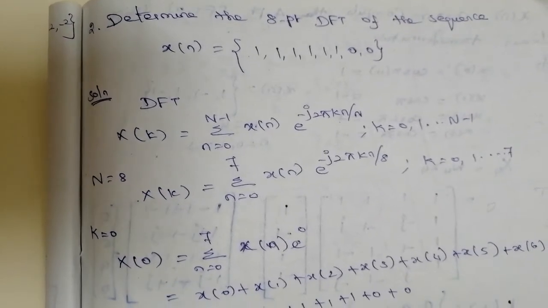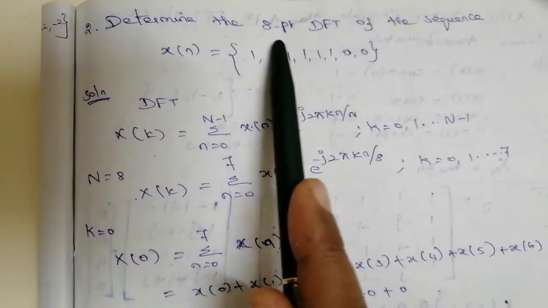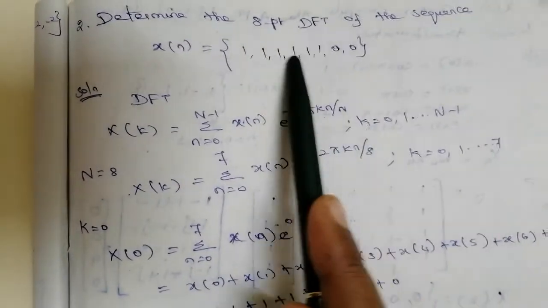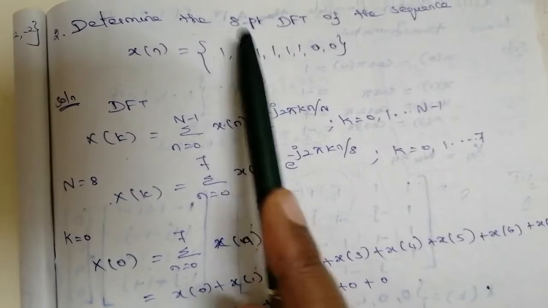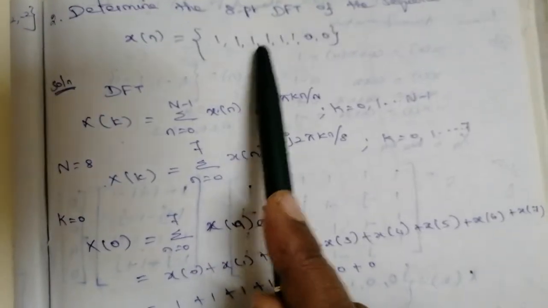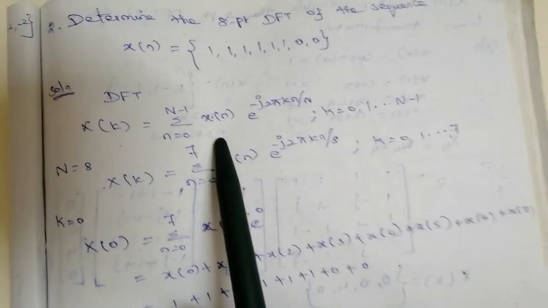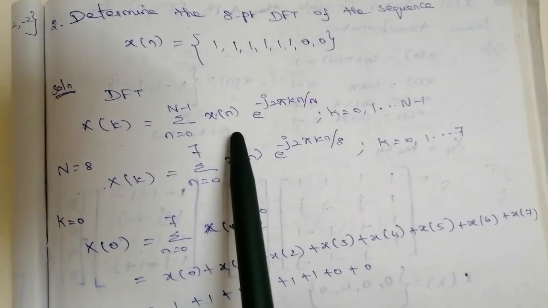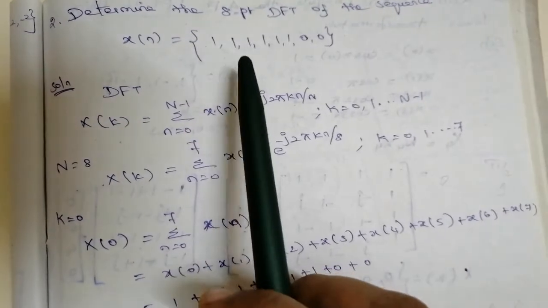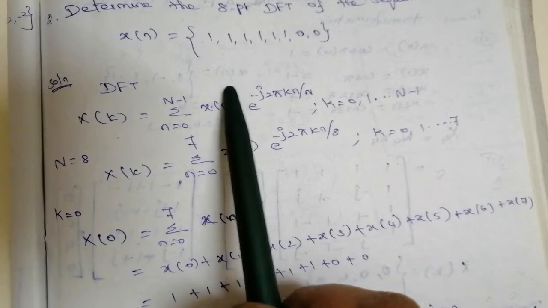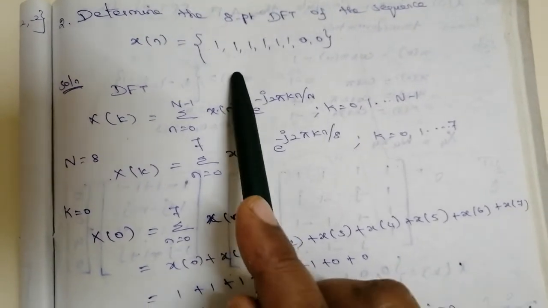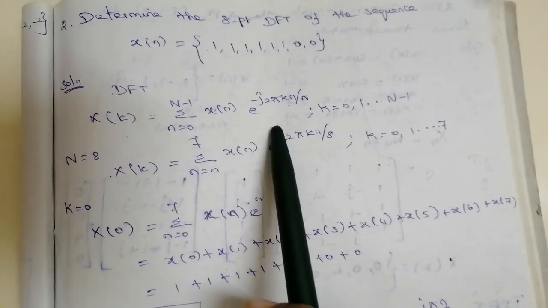Okay, in DFT, the next problem, second problem: determine the 8-point DFT of the sequence x of n equal to 1, 1, 1, 1, 1, 1 followed by two zeros. The total length of that sequence is 8, so it's called an 8-point DFT. For solving this problem, we go with the direct formula instead of matrix multiplication, because for the 8-point DFT we would have to use an 8 cross 8 matrix. It is very difficult to recall that matrix compared to the 4 cross 4 matrix, so we go with the direct formula.